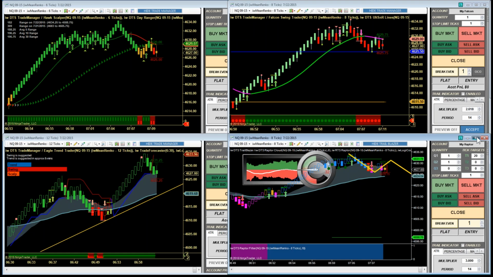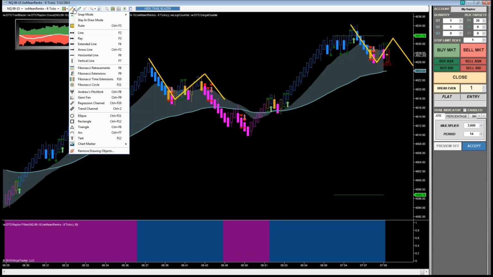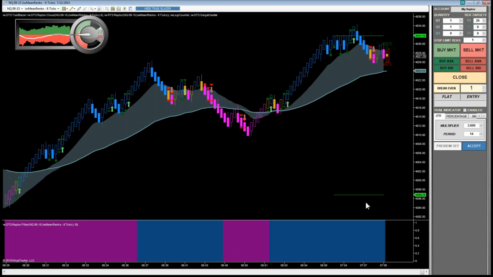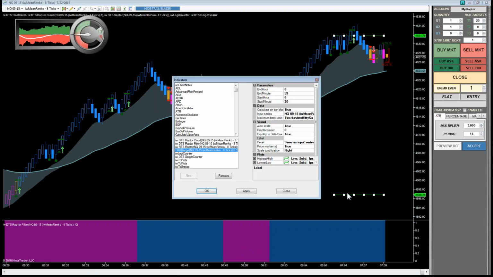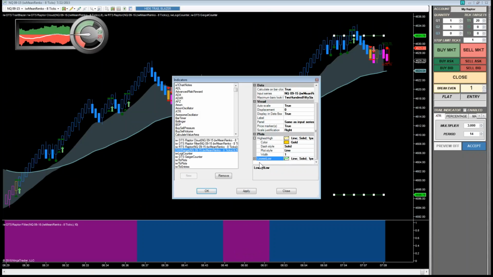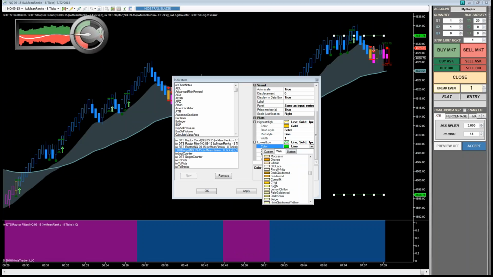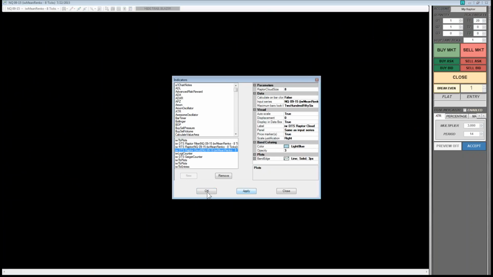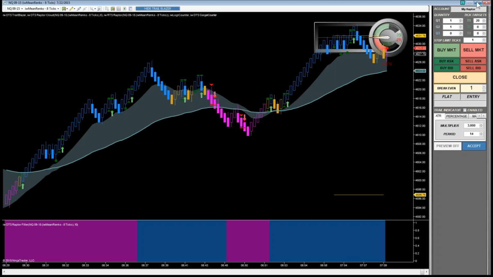Sure, Jim. Jim's asking if I can change a color here for him. Sure. Oops. There we go. Oh, the Raptor always takes a little bit longer to load.